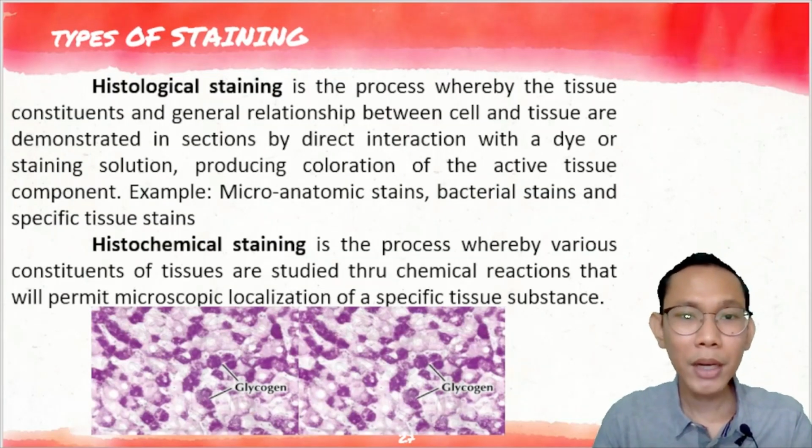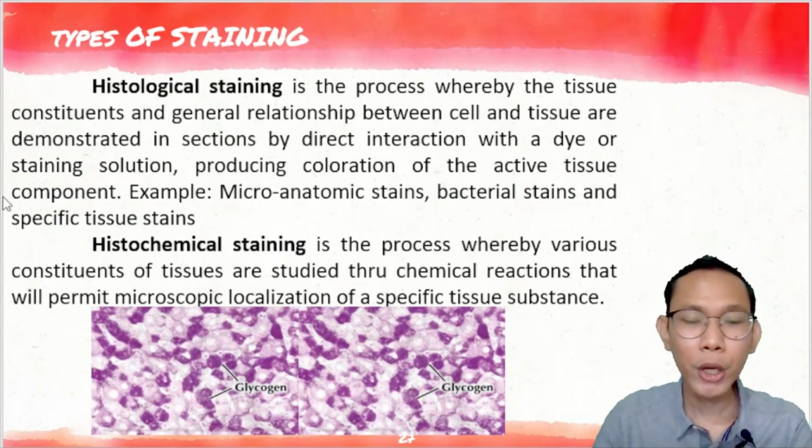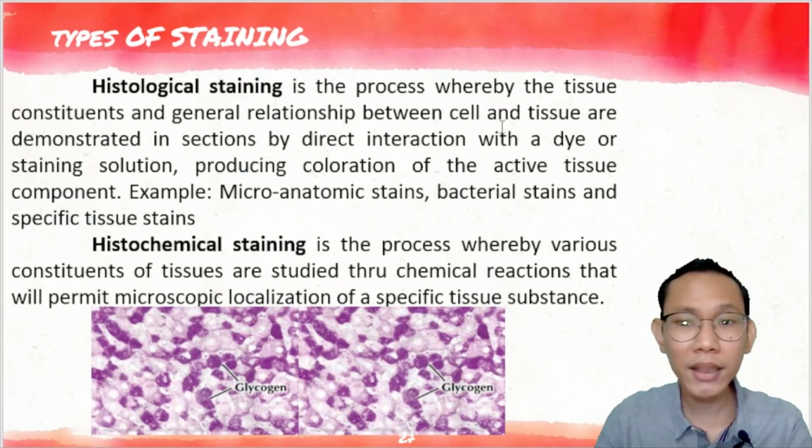So let's talk about the different types of staining. So meron tayong tinatawag na histological staining. Dok, ano po itong histological staining? It is a process whereby the tissue constituent and general relationship between cell and tissue are demonstrated in sections by direct interaction with a dye or staining solution, producing now a coloration of your active tissue component. So example nito is your microanatomic stains, bacterial stains, and your specific tissue stains. So pag histological, you are talking about your tissue sample or mga tissue constituent.